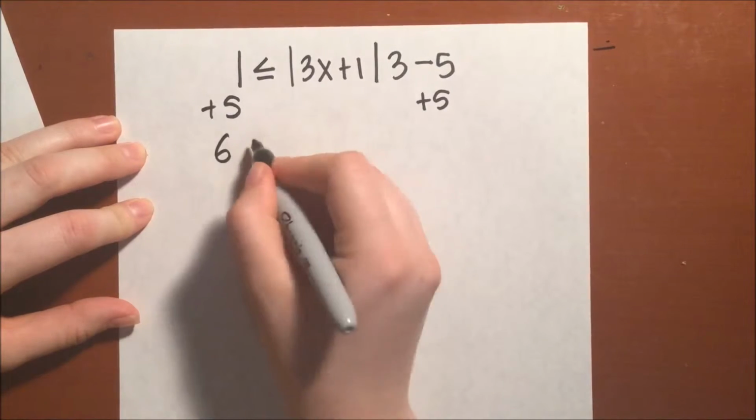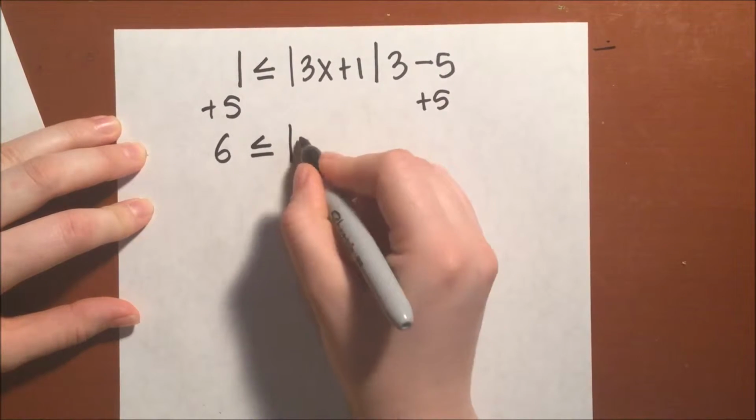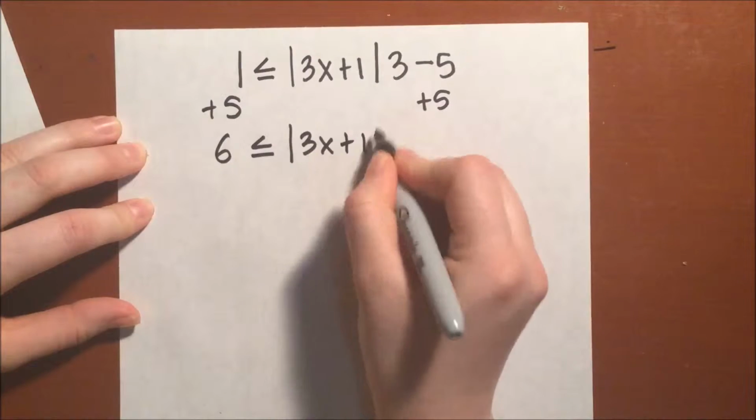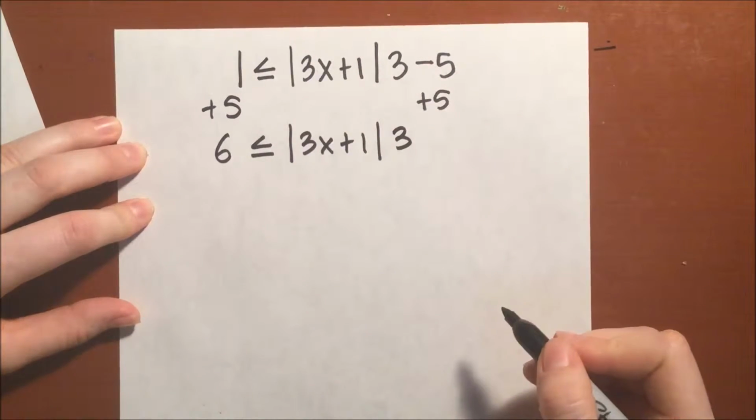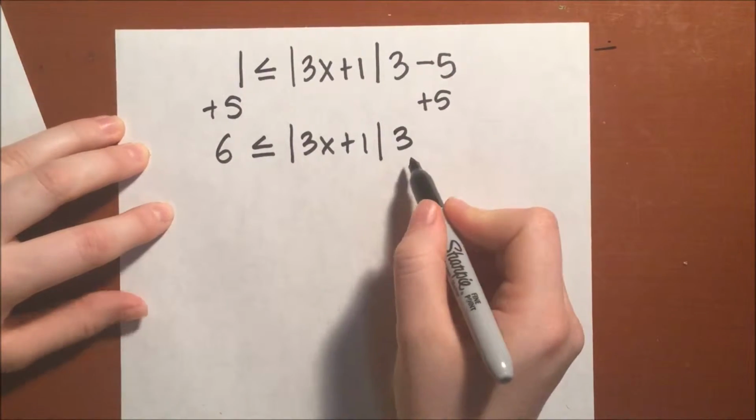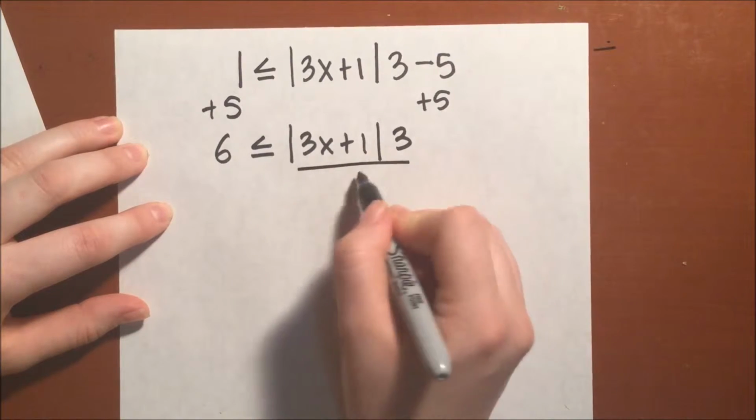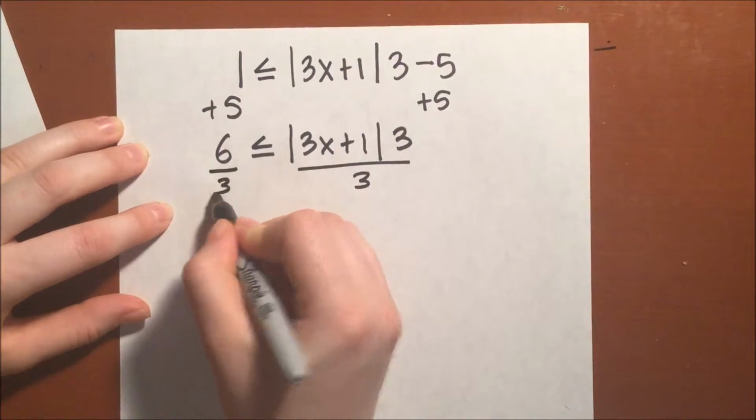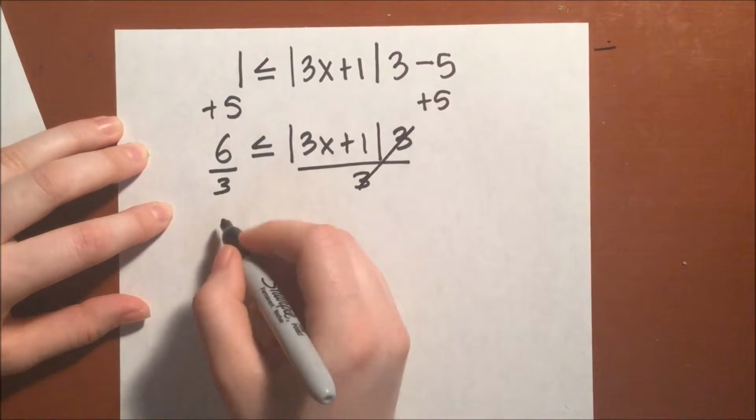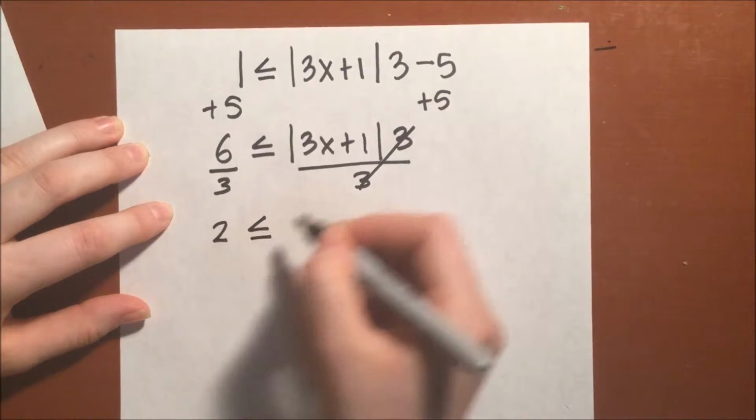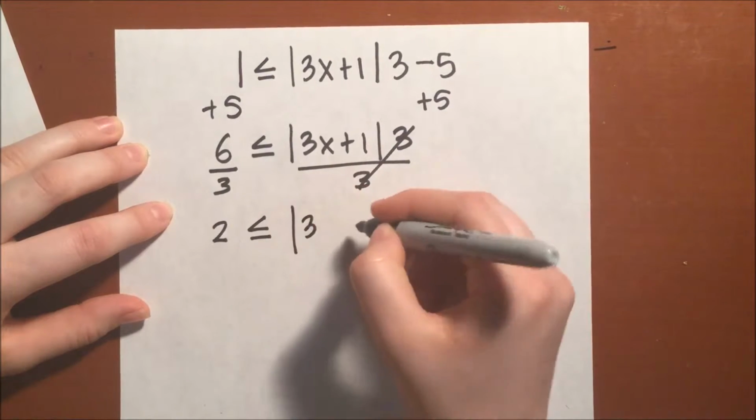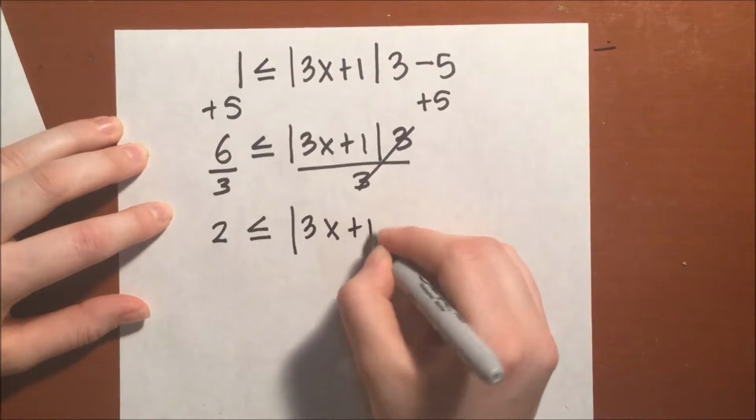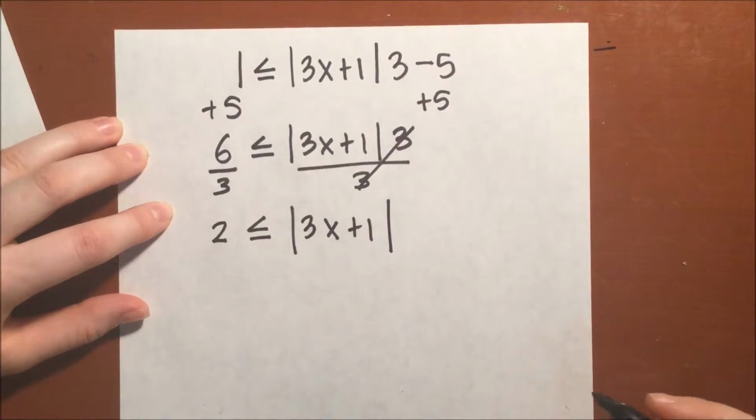So I have 6 is less than or equal to absolute value of 3x plus 1 times 3. Okay, now I have that 3. I need to get rid of it. I'm going to divide by 3, divide by 3. That's gone, and I have 2 is less than or equal to absolute value of 3x plus 1.